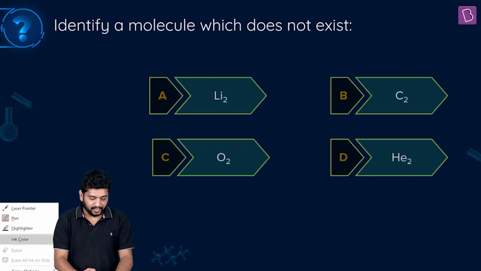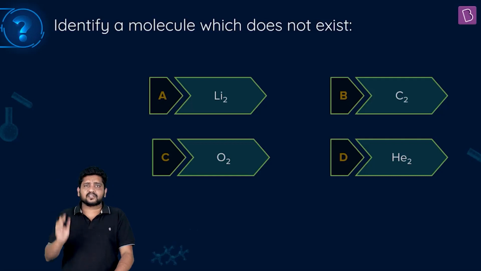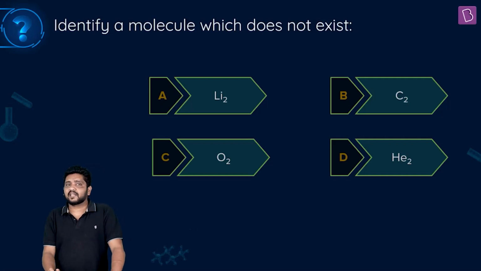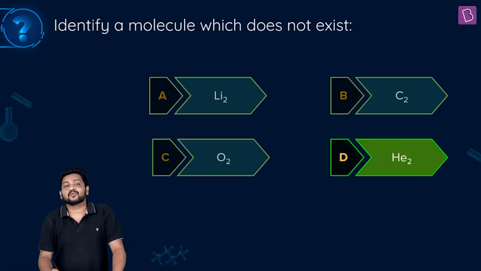Whenever, as I told you before also, you see that the bond order is turning out to be 0 or negative, you can say that molecule will not exist. So identify the molecule which does not exist. It's obviously our D option, He2.